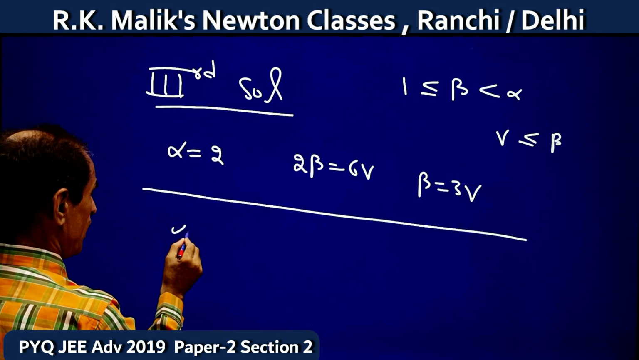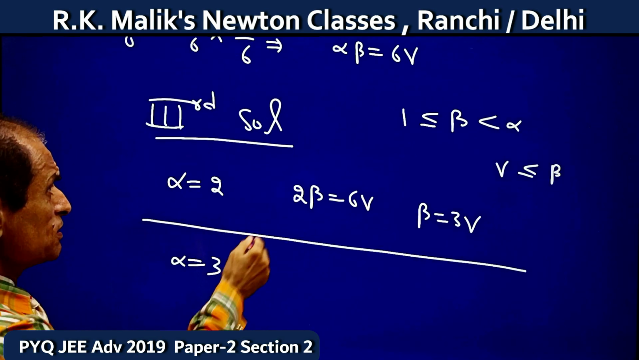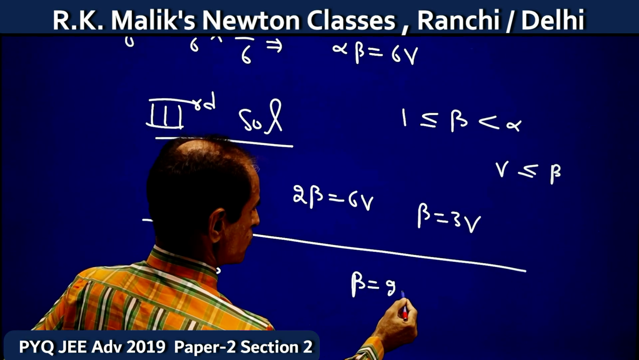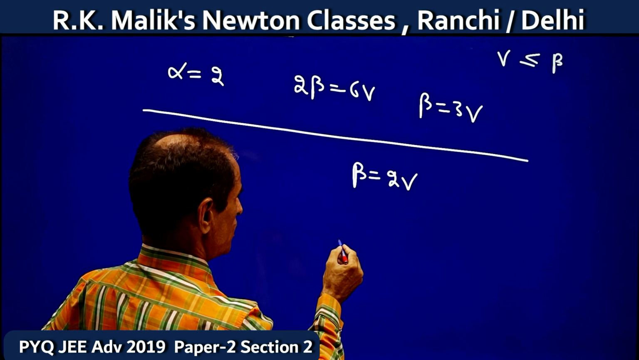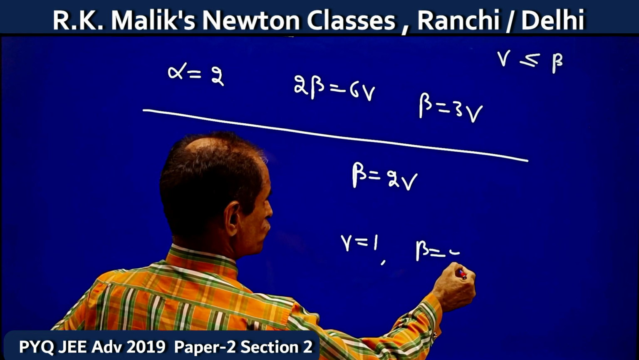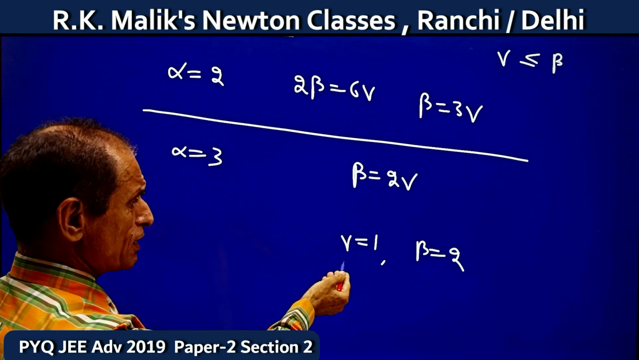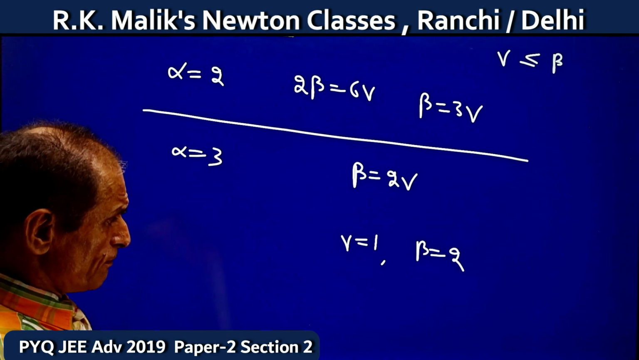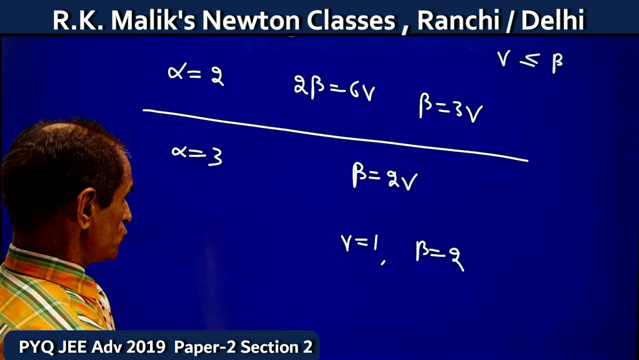Take the next case when alpha is 3. And now alpha equal to 3 means from here I get beta equal to 2 gamma. And beta equal to 2 gamma means gamma equal to 1 and beta equal to 2. Gamma equal to 2 is not possible because gamma equal to 2 will mean beta is 4, which is not possible. Therefore, for alpha 3, gamma is 1 and beta is 2.